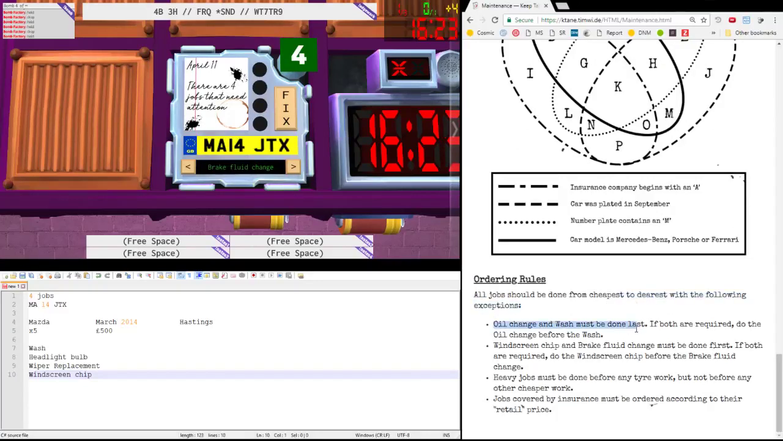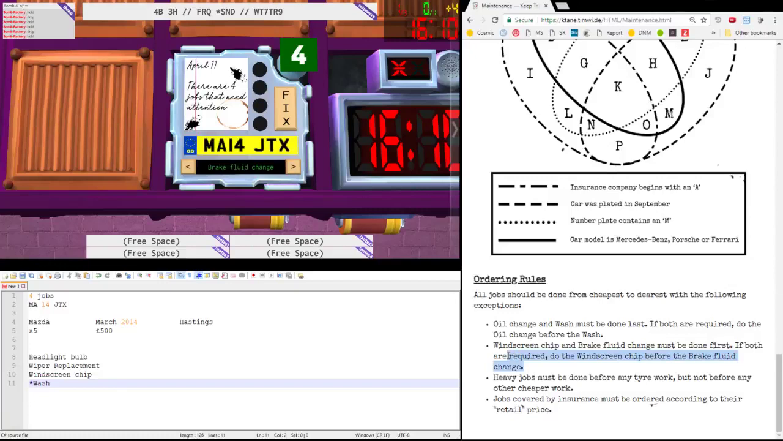Oil change and wash must be done last. Okay, well, we're going to move the wash to the last. Got the little star, so I know that it has to stay there. Windscreen chip and brake fluid must be done first. I don't have a brake fluid, but I do have a windscreen chip, so that one comes up to the top.